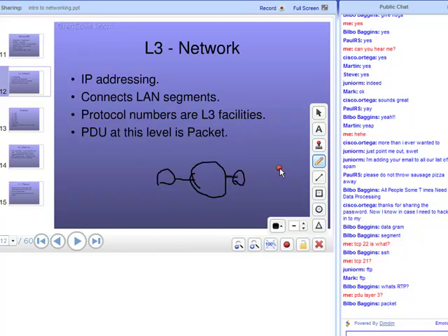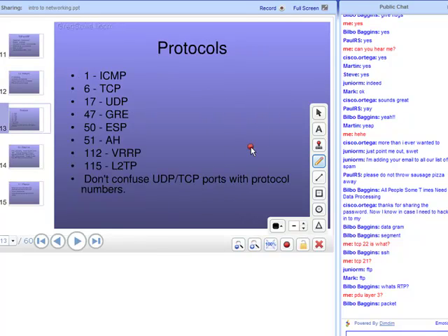Protocol numbers live at L3. That's an L3 facility, as in TCP is going to be protocol 6, I believe. Let's see, OSPF uses protocol 89. All that good stuff. We already said that the PDU at this level is a packet. Let's see here. More on the protocols. ICMP 1, TCP 6, UDP 17.